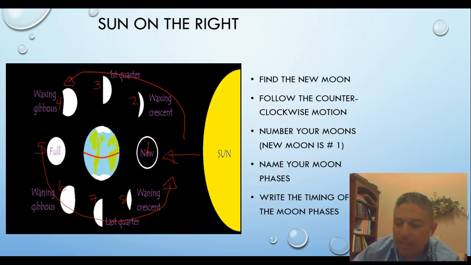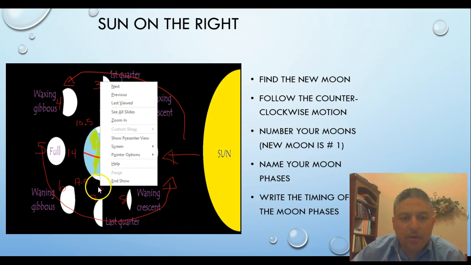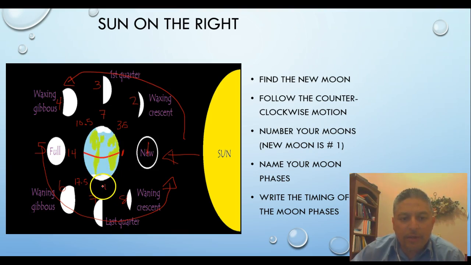Writing the timing. Now the timing is the amount of days it takes for the whole cycle and similar things like that. Now this will be day 1, and during the waxing crescent it will take about 3.5 days, 7 days for the first quarter, 10.5 days for the waxing gibbous, and about 14 days for the full moon, 17.5 on the waning gibbous. This will be 21 days over here.